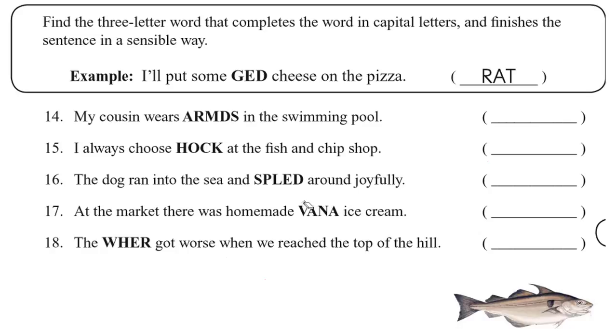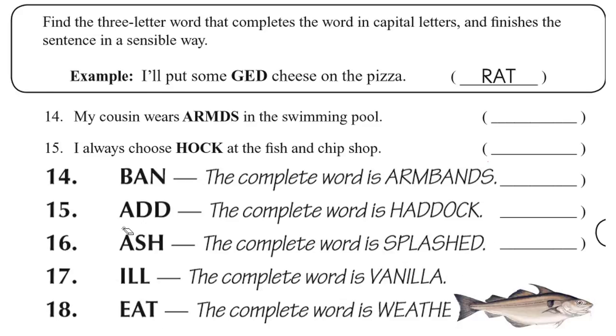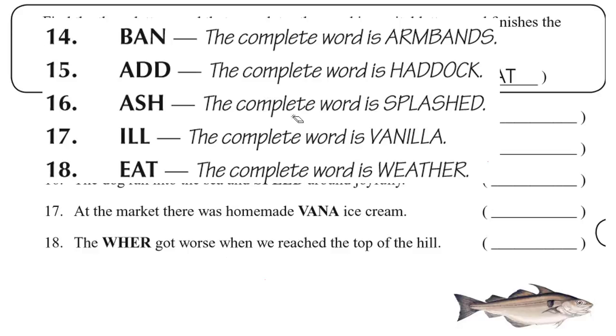Everybody knows about vanilla ice cream. So the word that was removed there was ill, I-L-L. Okay. The something got worse when we reached the top of the hill. What will get worse? Maybe the weather. Okay, from this, the weather got worse. It became very cold. So they will always test you on areas like this. So make sure that you're good in your vocabulary, you're reading a lot of books, and you're trying more and more of these kinds of questions. Okay, so well done, and that's the end of this session.